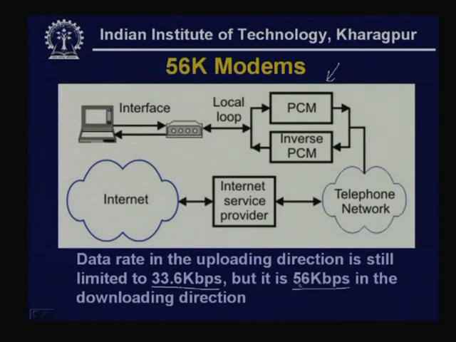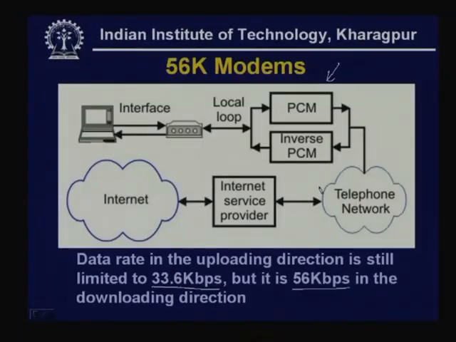So, in the downloading direction, or downlink direction, as you can see, a higher data transfer rate is possible compared to the reverse direction. The reason for that is that in this case PCM is not present, so there is no question of quantization error and no question of violation of the Nyquist rate. So, we find that the 56K modems allow data transmission at a higher rate from the internet to the user, which is particularly the direction in which we require a higher data rate.